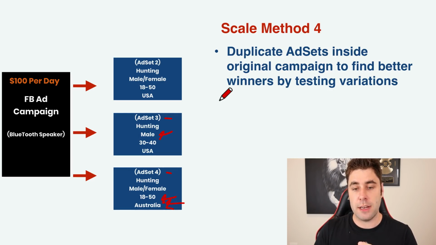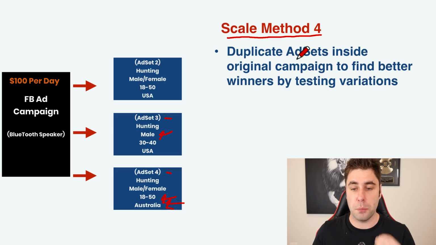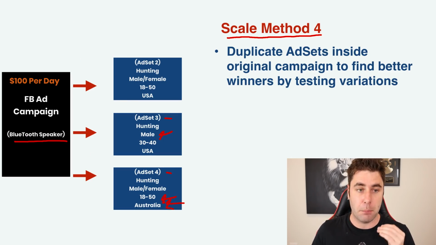And that's why it's a good idea to do all of your testing variations at the beginning and then start to scale out after that. So scale method number 4 is simple. Duplicate ad sets inside the original campaign to find better winners by testing variations. That is a more simple way to do it instead of duplicating the actual entire campaign into a new one. Okay, so that's another way of doing it. And remember, this is just for one product. So you might be doing multiple products as well.